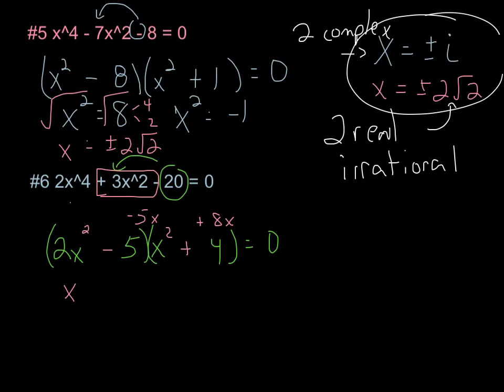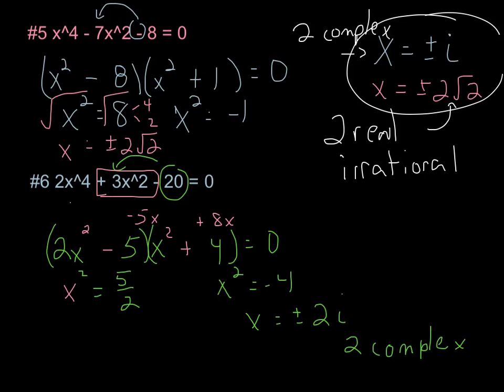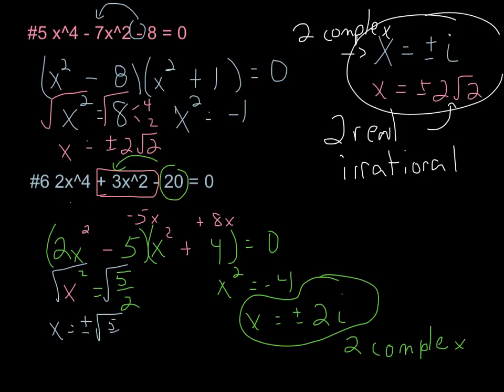So x squared is equal to positive 5 over 2, and x squared is equal to negative 4. Well, when you take the square root of the one on the right, you just get plus or minus 2i. So that means we're going to have 2 complex roots there. But the one on the left, let's take the square root. So you get x equals plus or minus the square root of 5 halves.